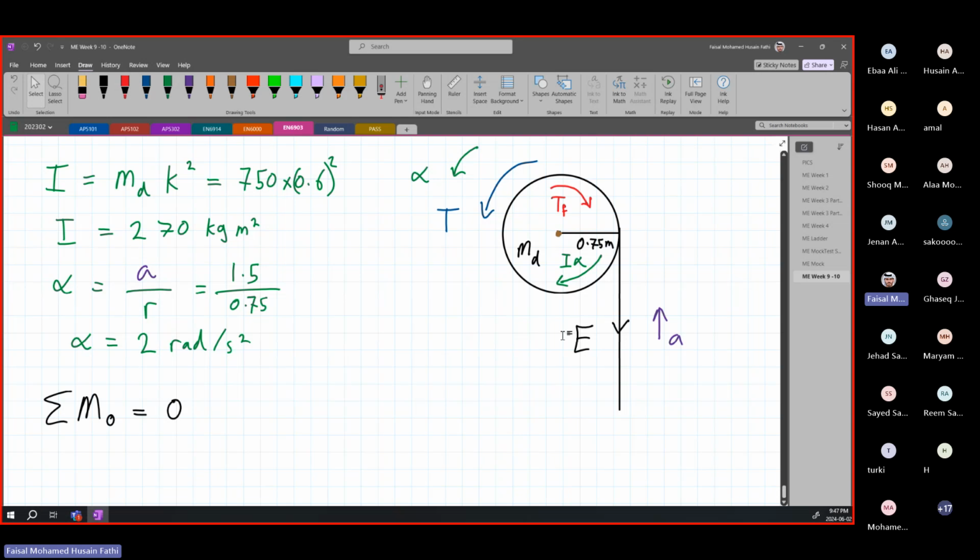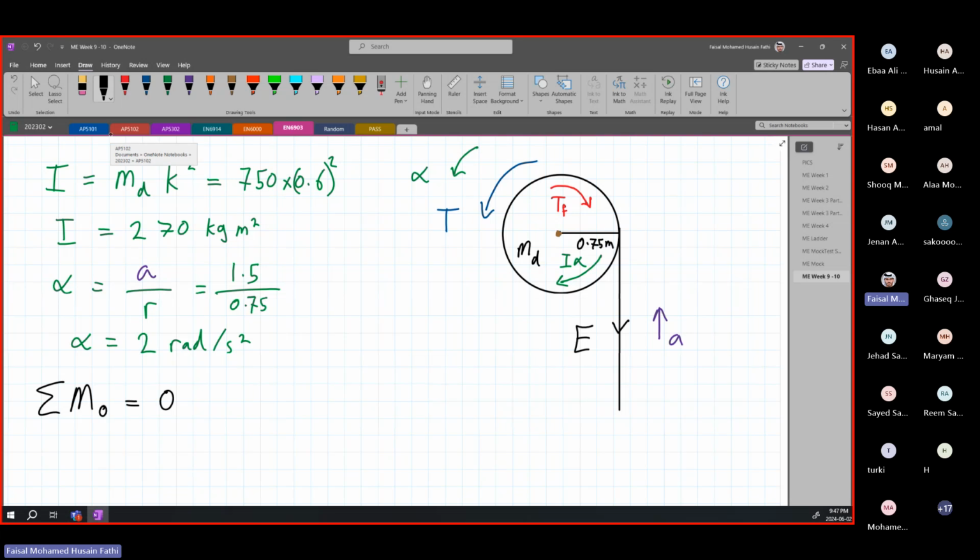Now, we have found everything that we needed to find. We have also been given TF, the value for it. Now we can just find our moment about O. All right, how do we do that? Look at directions. Again, I will assume counterclockwise as positive. This is point O. The torque T is positive. Then we are going to say minus TF because it's in the opposite direction, minus I alpha, which is in the opposite direction.